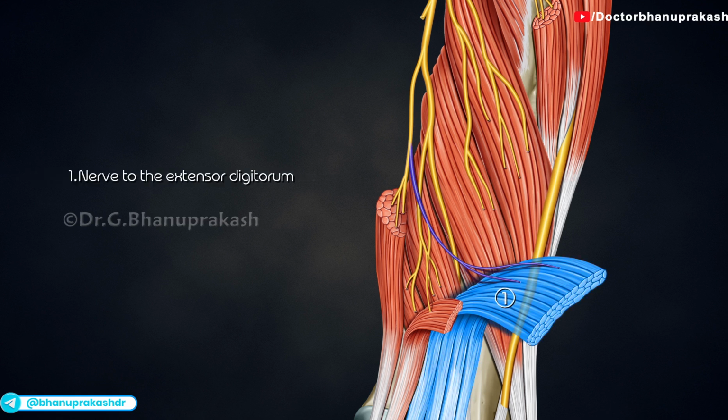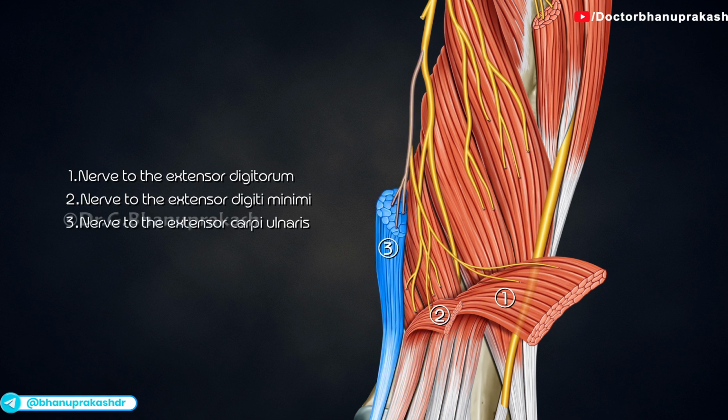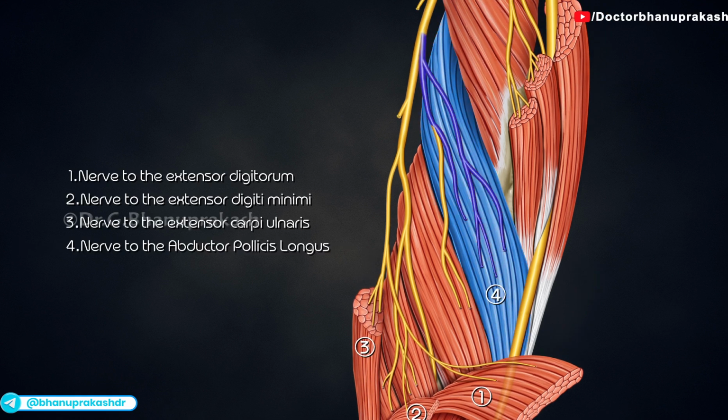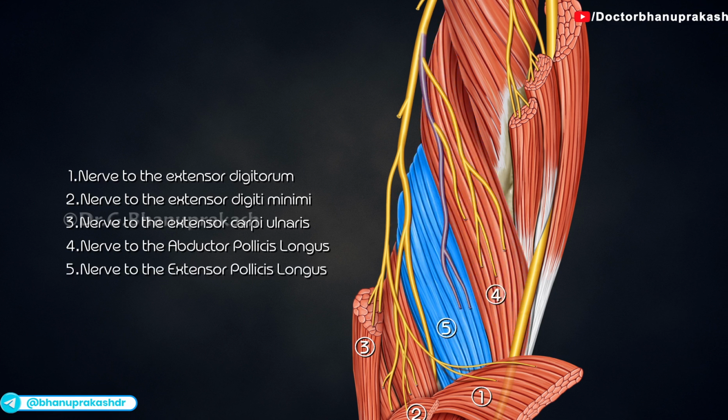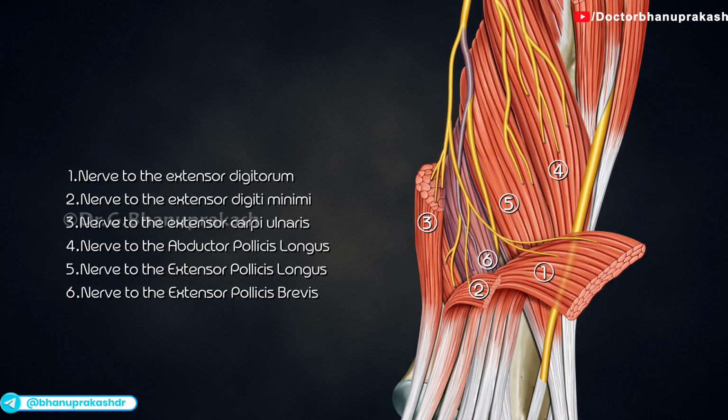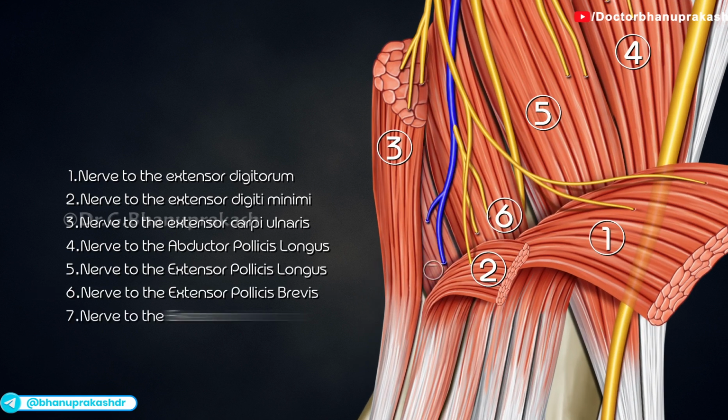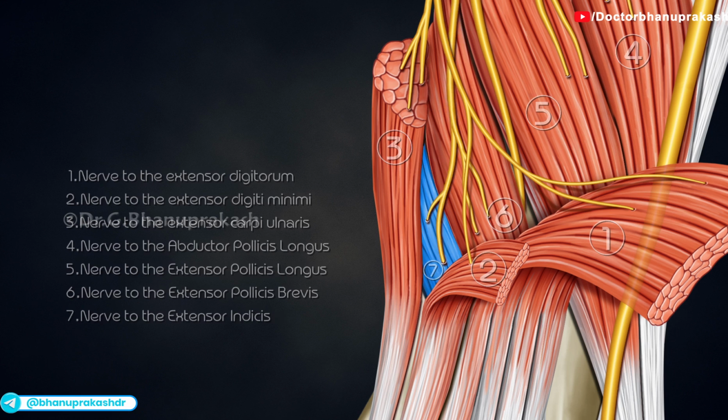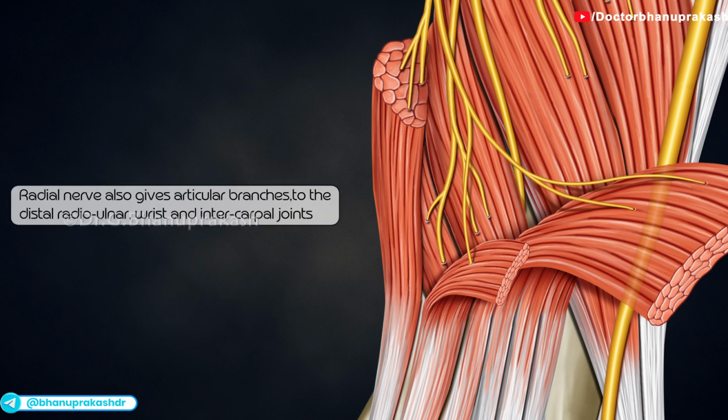nerve to the extensor digitorum, nerve to the extensor digiti minimi, nerve to the extensor carpi ulnaris, nerve to the abductor pollicis longus, nerve to the extensor pollicis longus, nerve to the extensor pollicis brevis, and lastly, nerve to the extensor indicis. It also gives articular branches to the distal radioulnar, wrist, and intercarpal joints.